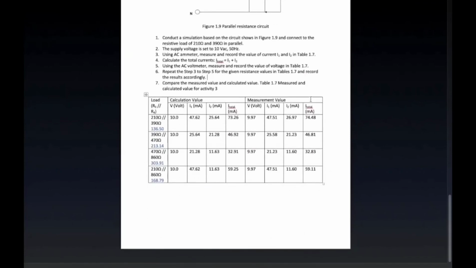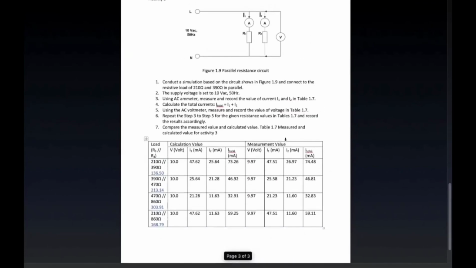Now I already finished with the measurement, and as you can see, here is our I total, which is I1 plus I2. We can confirm it by using V equal IR and use the sum of the R load in parallel. To find our R total in parallel, we can use the formula 1 over R total is equal to 1 over R1 plus 1 over R2 and so on. And we will get our R total.